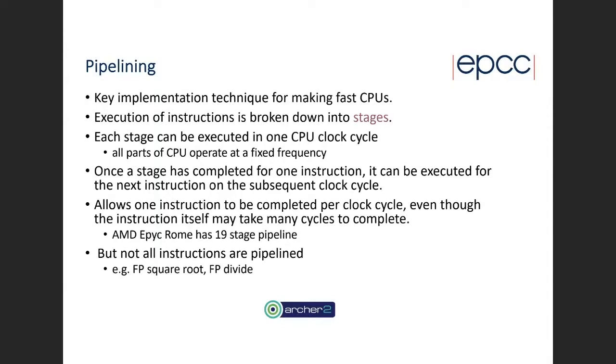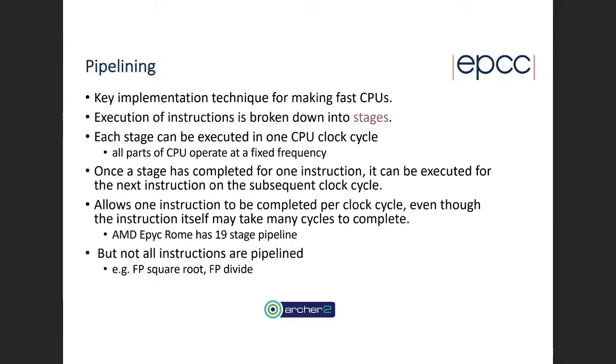Okay, so let's look through these different layers of parallelism, starting from the bottom up. That's essentially what's called pipelining. This is actually a key implementation technique for making fast CPUs. The way this works is that the execution of instructions is broken down into stages. A single instruction consists of multiple stages, and each of those stages can be executed in one CPU clock cycle.